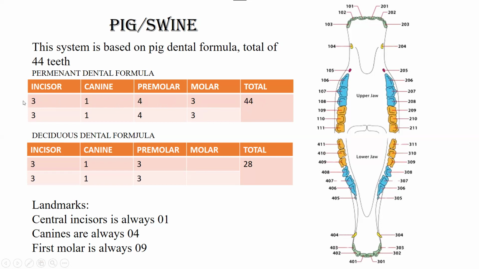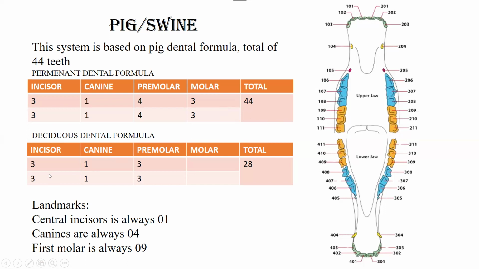First you have to count. So you have to sum up the teeth in the upper arcade and multiply by 2. Then you have to count the teeth in the lower arcade and multiply it by 2, and then add these two. You will get a grand total of 44.